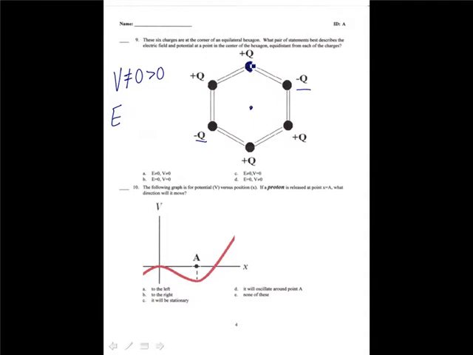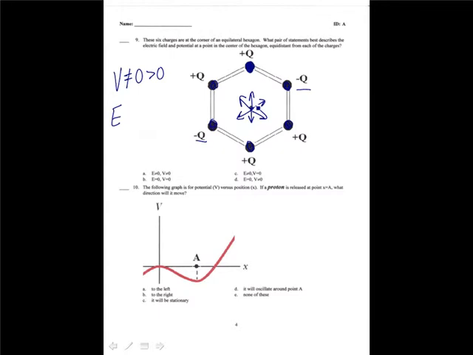I'm going to start up here and go clockwise and just draw the vectors for the electric field due to each charge. Due to this charge, the one on the top, the electric field is down. Due to this charge, the electric field is in this direction. Due to this charge, it's in this direction. Due to this charge, it's away. Due to this charge, it's towards. And due to this charge, it's away.